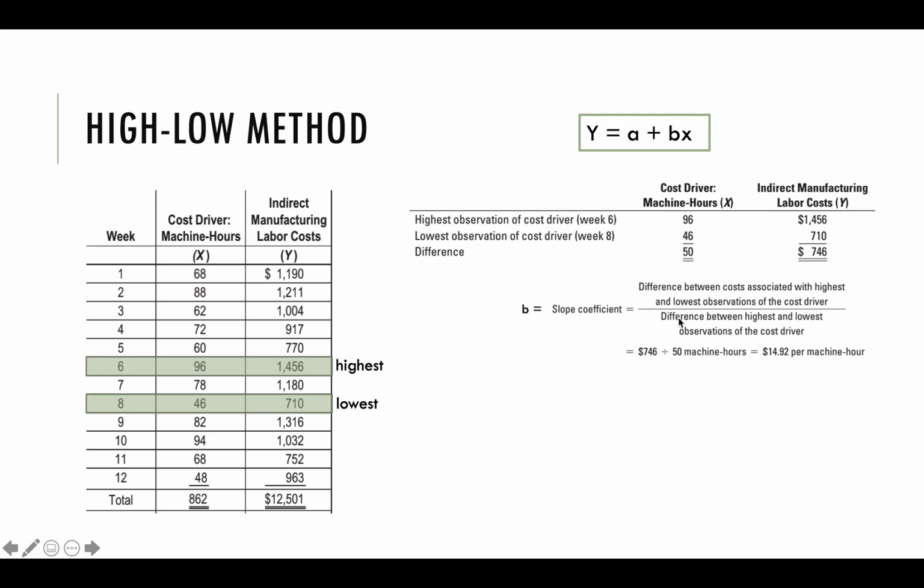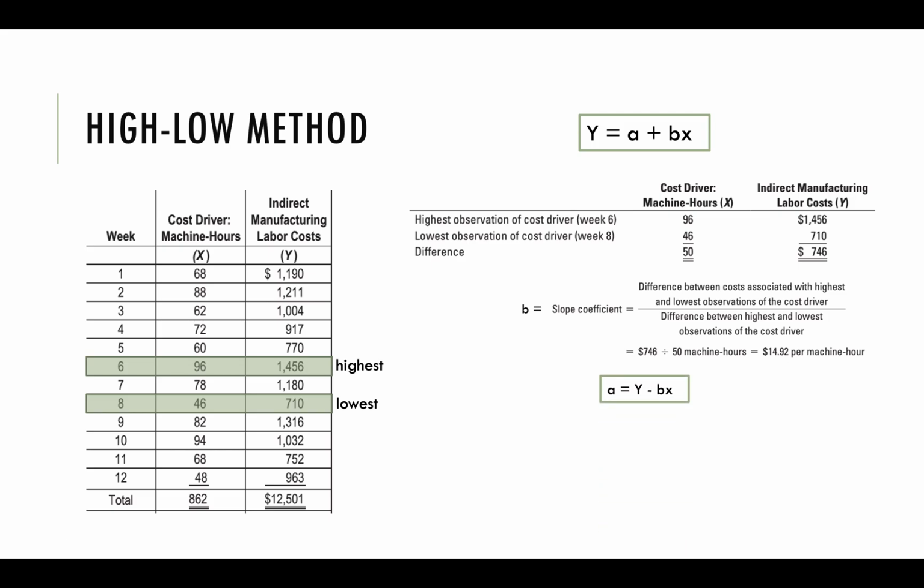Next we will find the coefficient b, or slope coefficient, by dividing the difference of the dependent variable by the difference of the cost driver. Here we got $746 divided by 50 machine hours, and we got b as $14.92 per machine hour.